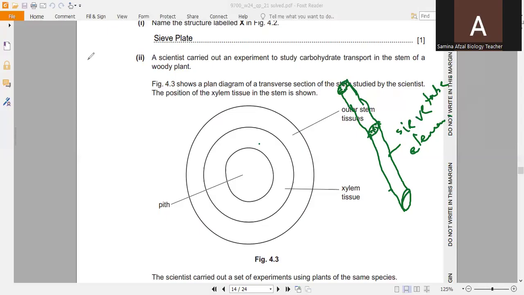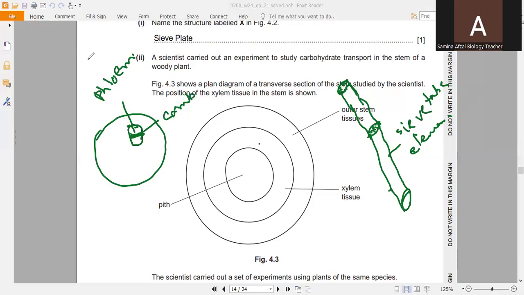And students, the vascular bundles are arranged in this way: there will be phloem, a layer of cambium between them, and the lower portion is xylem. So the outer stem tissue is phloem, and the xylem tissue is in the downward direction. This is the location of the phloem and xylem in the stem.